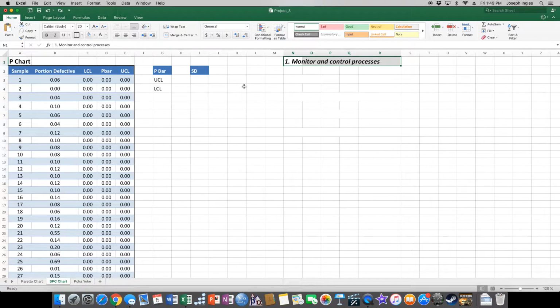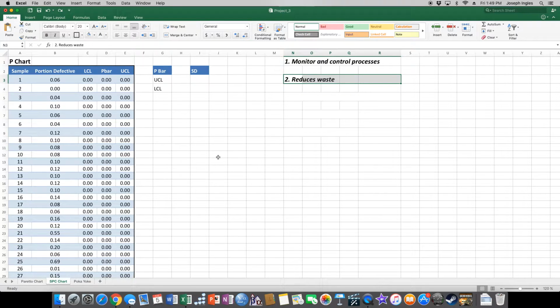Okay? The first one is because we want to monitor and control the processes themselves. We want to know what's going on. We want to know why there's 6% defective here, why on day 2 there was only 0, but if we come down here on day 21, there's 55% defective. Down on day 25, there's 69% defective. That's a problem. If this is a company like Amazon or Zappos, 69% defective means that roughly 70% of all of their materials are going out the door incorrect, and that's just not acceptable.